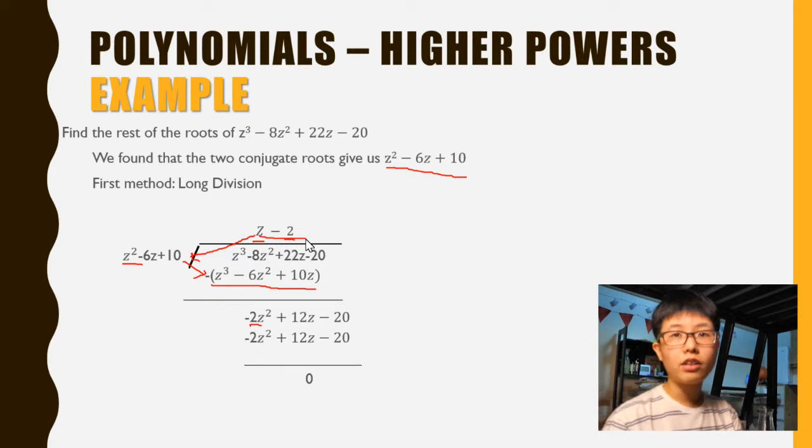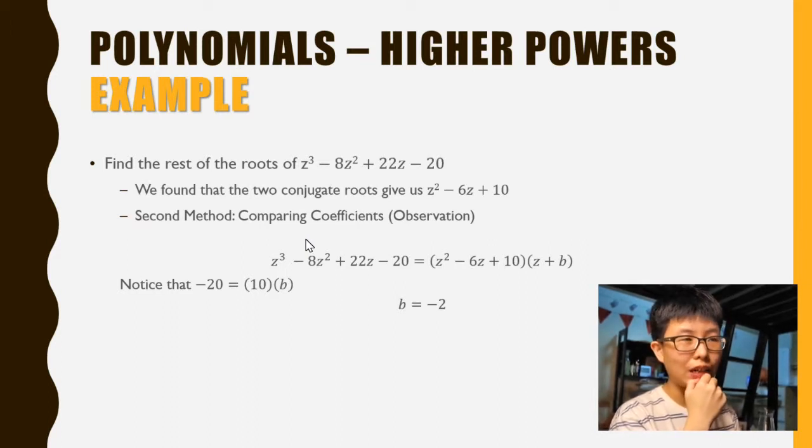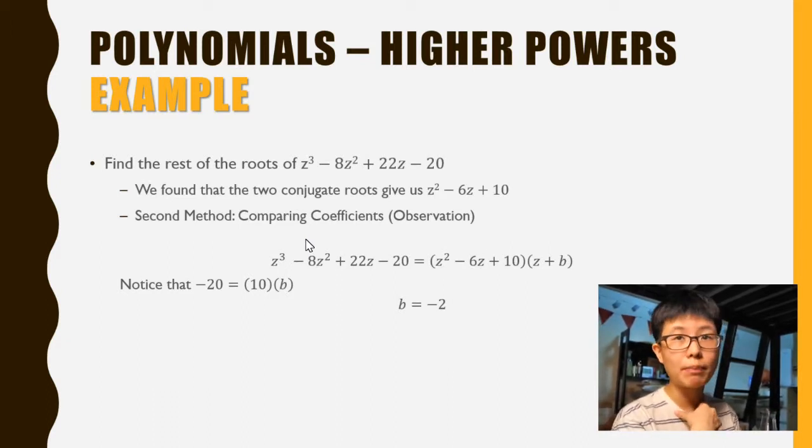So another way to do this, if you don't want to go through the hassle of long division, is this thing called observation. I generally do not like observation because I just don't feel safe doing it. As a student, when I looked at it, I didn't feel safe doing it, but now I tend to be a little bit lazy. I like to do things faster, but it really depends on your comfort level.